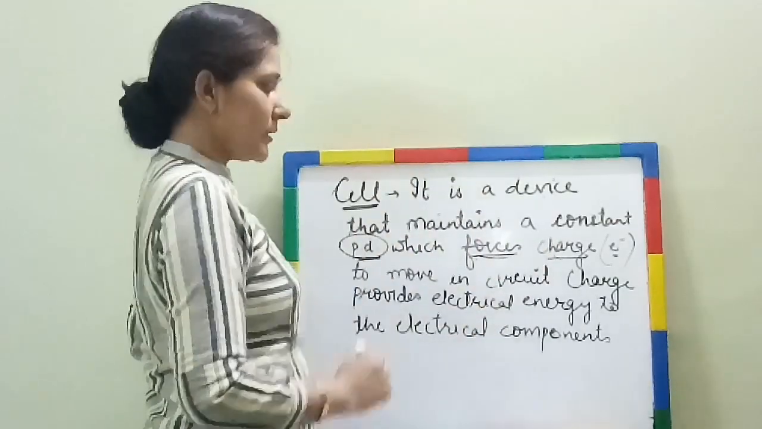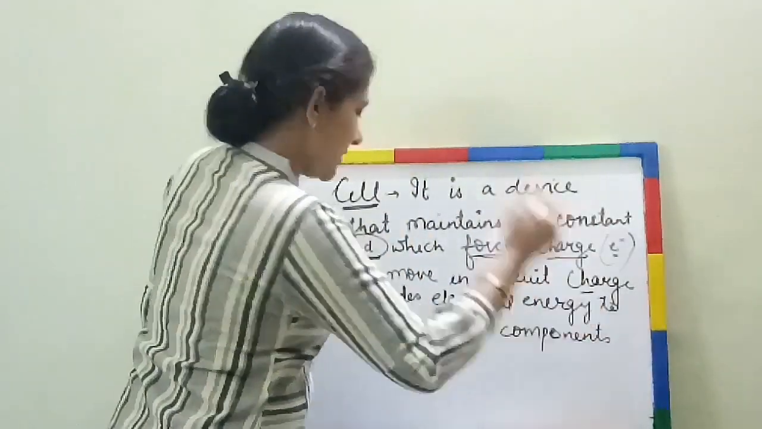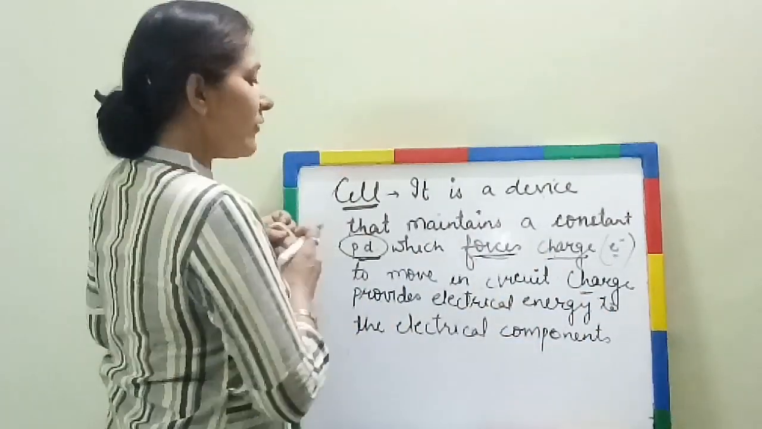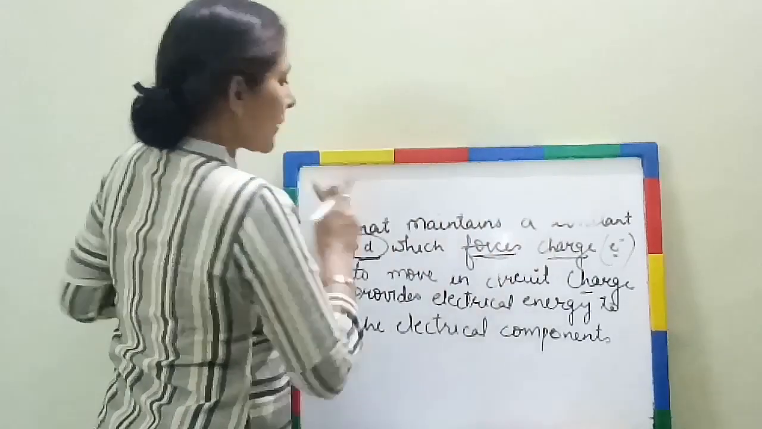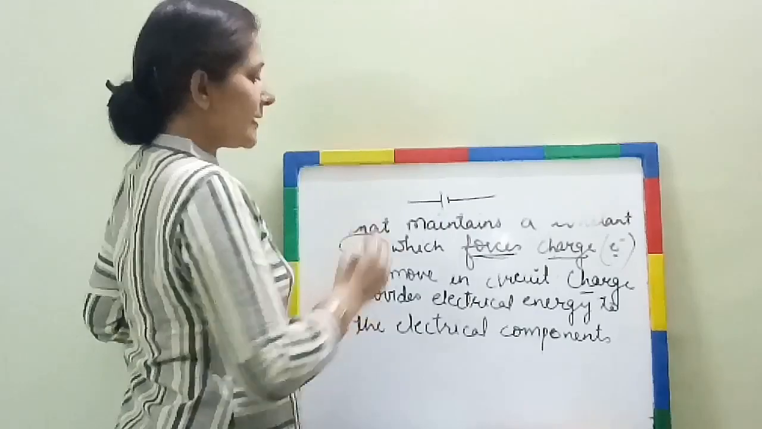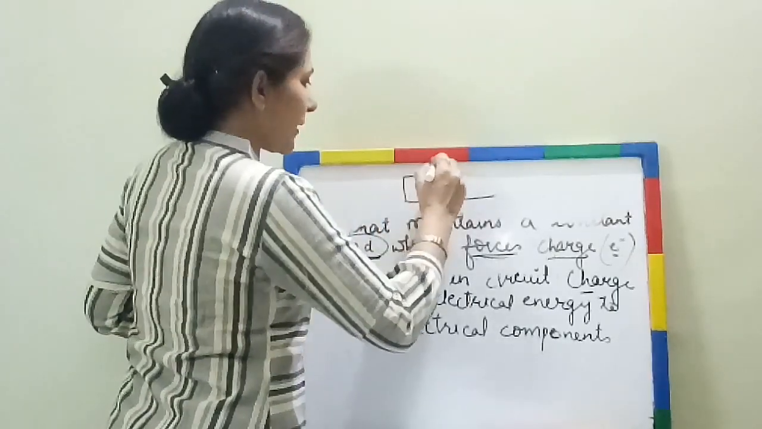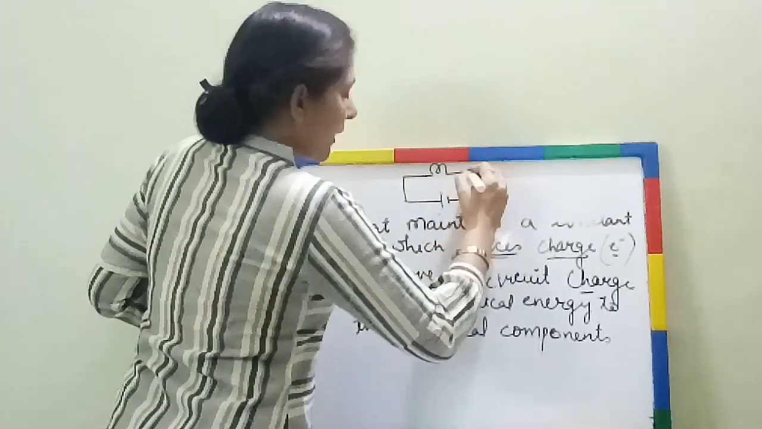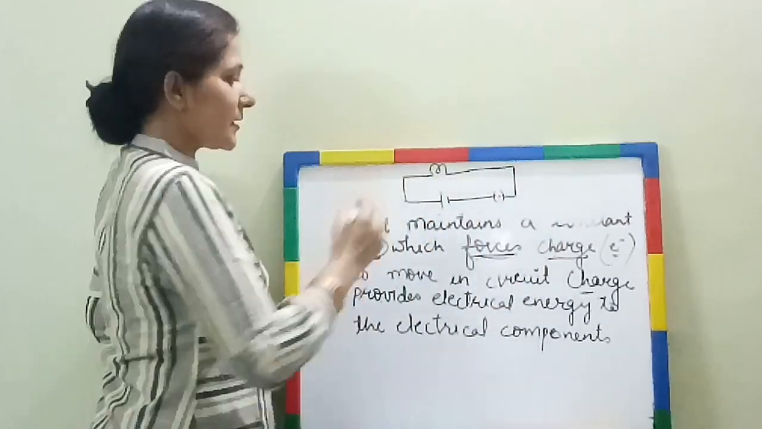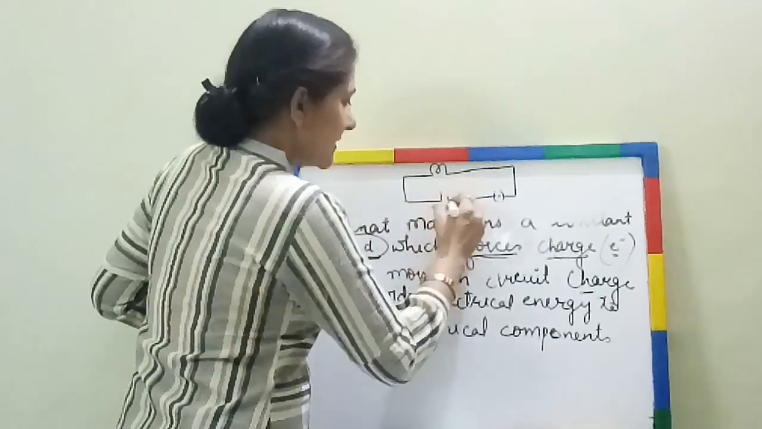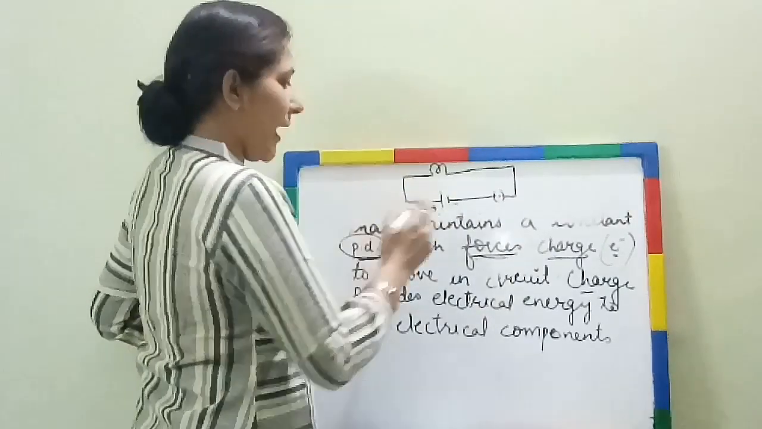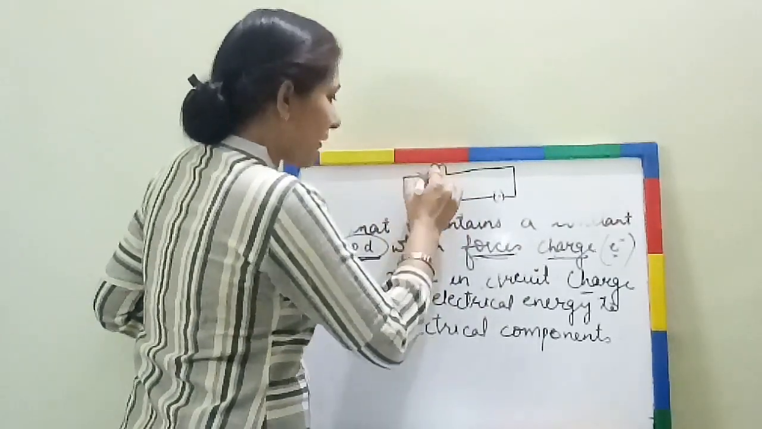Electrons will keep on moving in the circuit then, and these electrons, these charges, provide electrical energy to the electrical components. How can we explain this with the help of a diagram? I am drawing the diagram over here. This is the cell. We are representing cell this way. As I told you, suppose I am connecting a bulb over here, and this is the key. When I press the key, this cell maintains a constant potential difference in the complete circuit, and this forces the electrons to move.